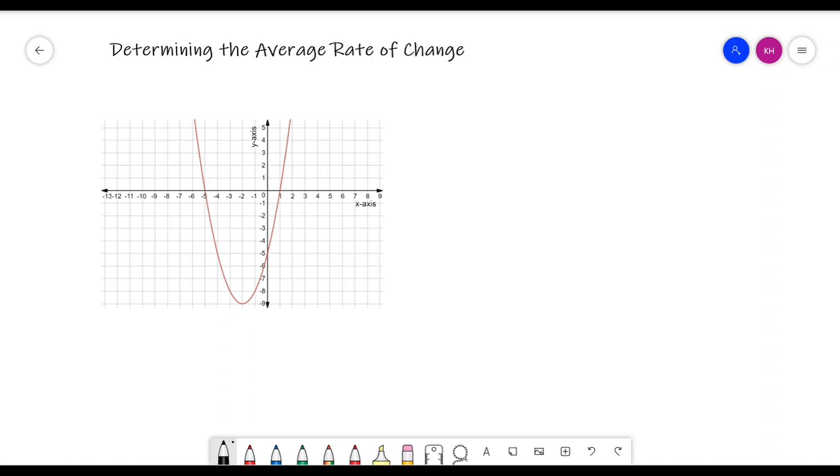Now I've broken it down in two different lessons for AROC and IROC to make it simpler for you guys. So in this lesson, we're going to specifically look at average rate of change only.